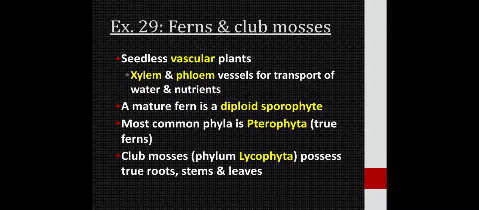When we're looking at a fern, we are looking at the diploid sporophyte generation, so different than our mosses. We're past being gametophyte dominant. We're now diploid sporophyte dominant. And the most common phylum that we see is Pterophyta, which are our true ferns, but club mosses, our phylum Lycophyta, also lumped in here. And Lycophyta is going to have true roots, true stems, and true leaves. And this is the first time that we will see that in our plant kingdom.